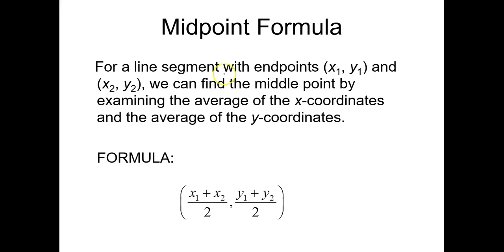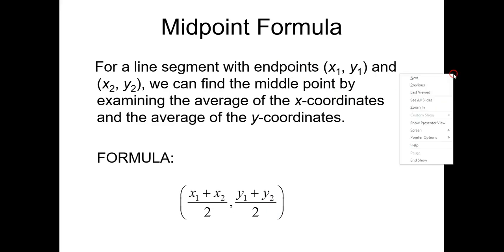So you have x1 and x2, two x values, find their average: you add them up, divide by 2. Two y values, add them up, divide by 2. And there you go.